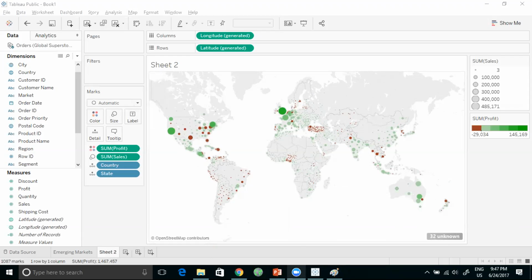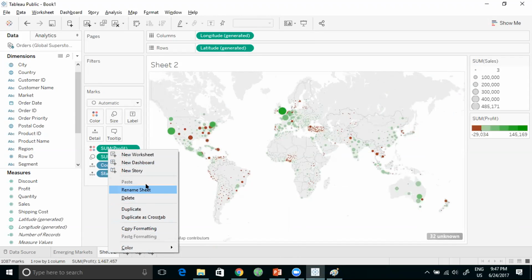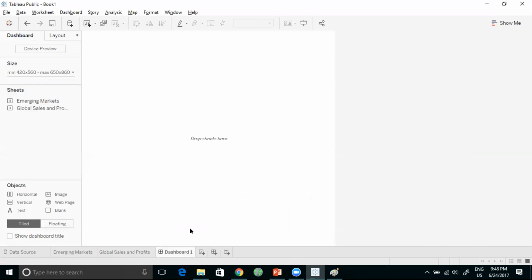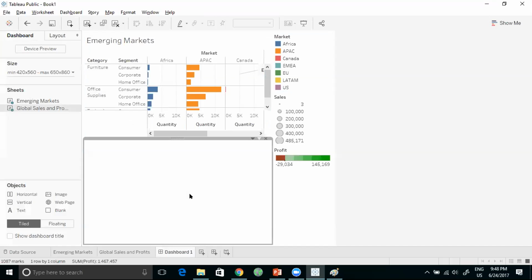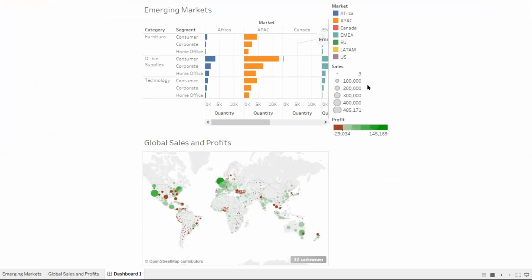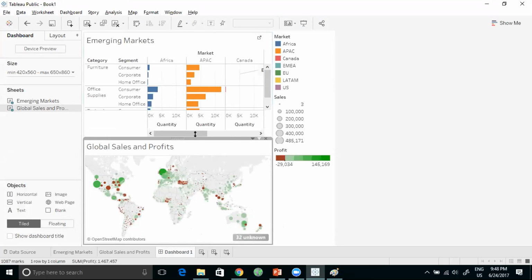Okay, now with this demo sort of out of the way, we've got far more exciting things that we'll be doing in Tableau. It's very, very powerful, very, very easy. So I'm going to call this Global Sales and Profits. And by the way, I can easily create a dashboard in Tableau. And here we are. We're going to create a dashboard. So I'm going to take the first view and the second view and drop them right there and go to the maximum. And I can actually create a nice dashboard in Tableau.